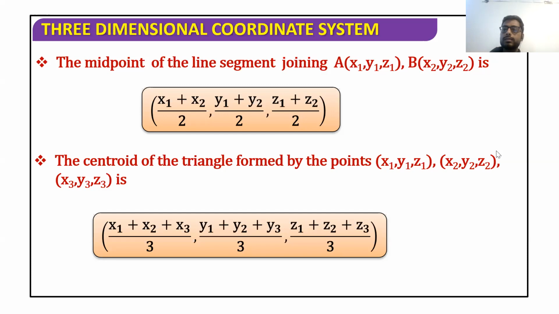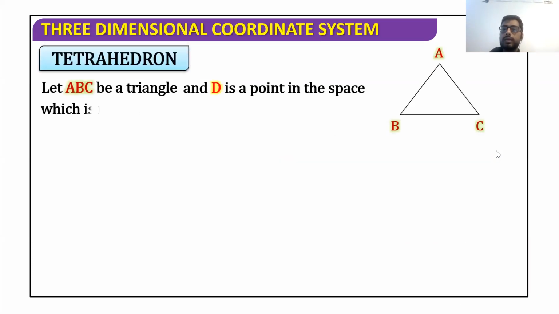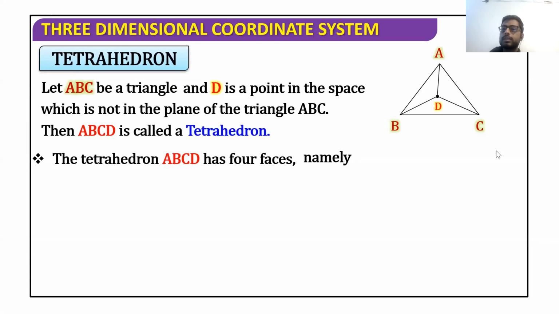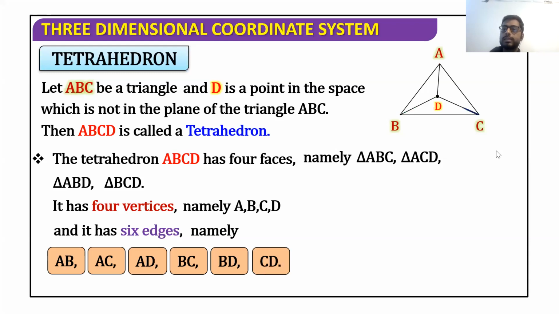Centroid of a triangle, add x1, x2, x3 divided by 3. For the y coordinate, add y1, y2, y3 divided by 3. For the z coordinate, add z1, z2, z3 divided by 3. Tetrahedron, it's like a triangle which has 4 points or 4 vertices. So there would be 3 triangles inside it. It would have 6 edges, which are AB, AC, BC, as you can see.